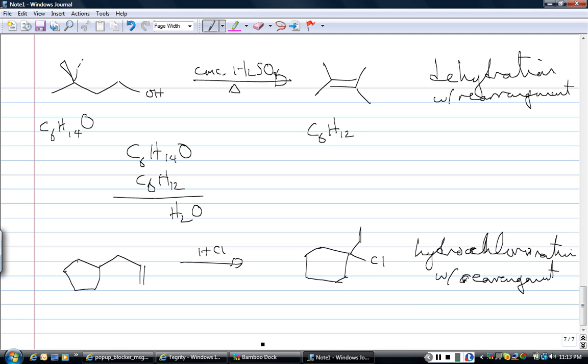So those are the 4 classes of organic reactions, right? There's substitutions, which I can subclassify, additions, eliminations, and rearrangements. And often rearrangements are accompanied by other kinds of reactions.